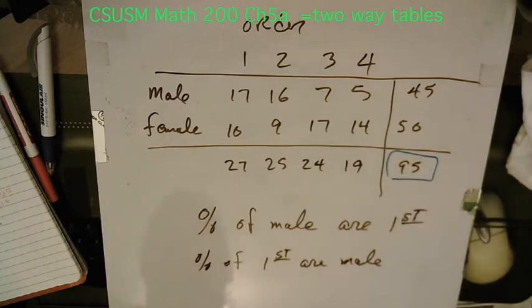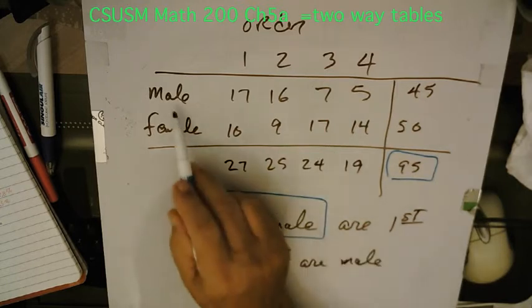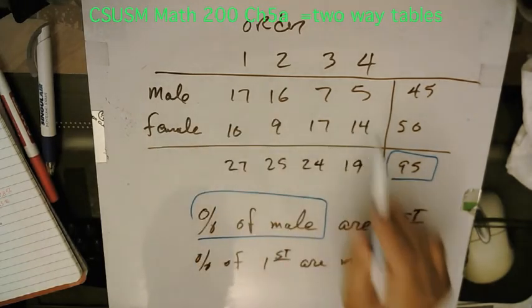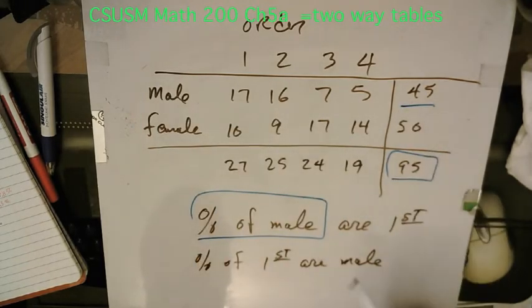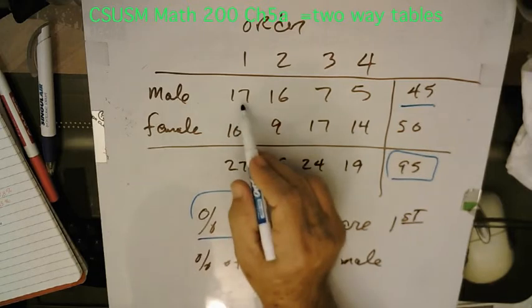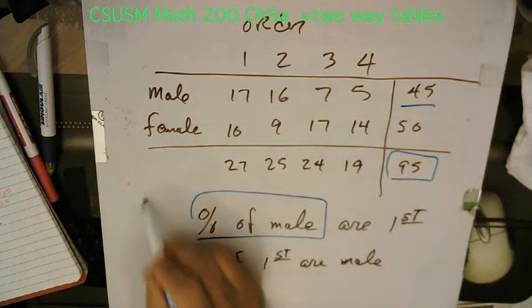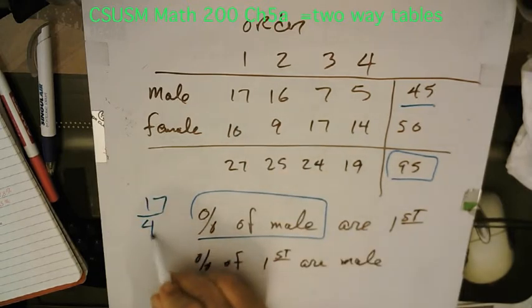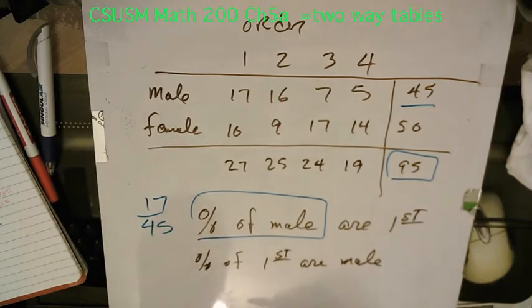Well, the first question is, what percent of the male are first egg? So this is your given: what percent of the male? So we're going to use this column, and we're going to use this total. So this is going to be first egg. So that's going to be 17 out of 45. That will be how we get that percent.